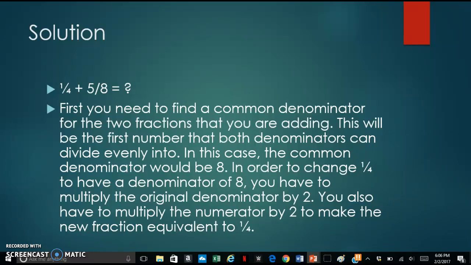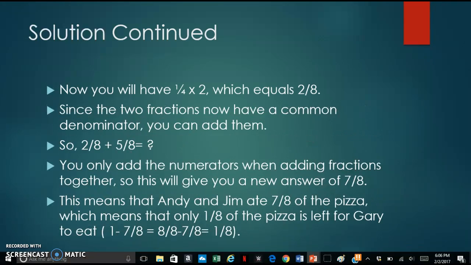So first you need to find a common denominator for the two fractions that you are adding. This will be the first number that both denominators can divide evenly into. In this case, the common denominator would be 8. In order to change 1/4 to have a denominator of 8, you have to multiply the original denominator by 2. You have to do the same thing to the numerator to make the fraction equivalent to 1/4. You will now have 1/4 times 2, which equals 2/8.